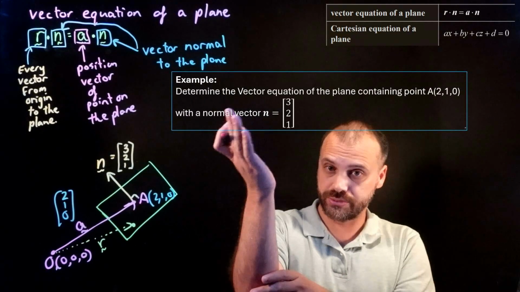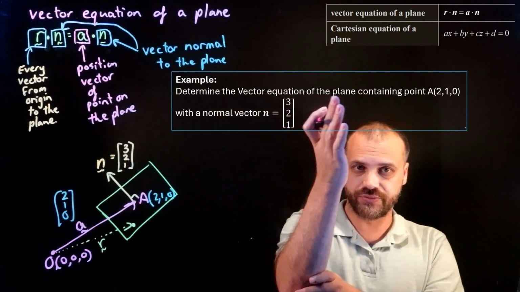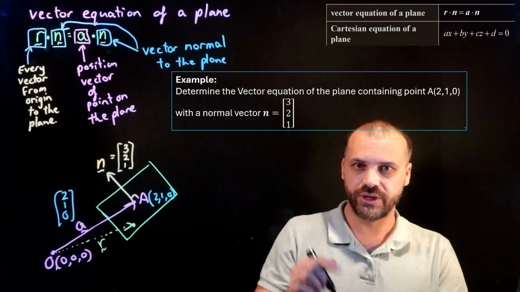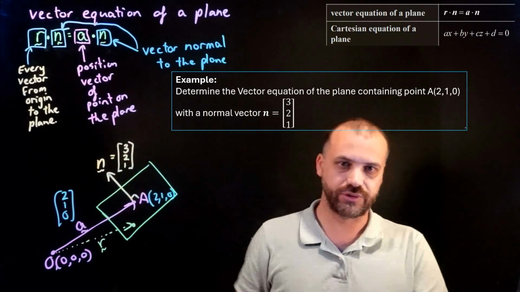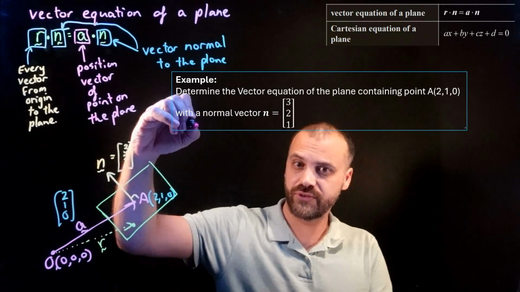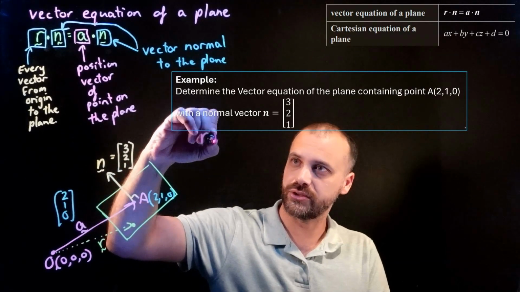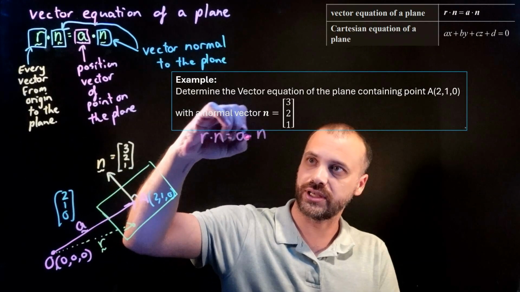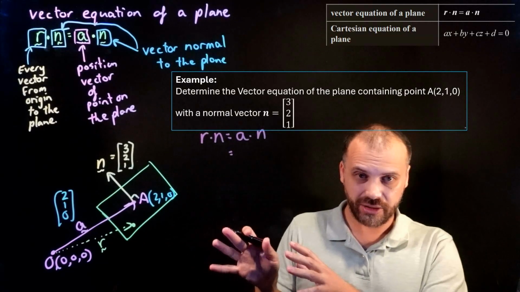So this is how the question might be phrased. Determine the vector equation of the plane containing point (2, 1, 0) with a normal vector of (3, 2, 1). And we're very simply going to write our formula: r dot n equals a dot n.